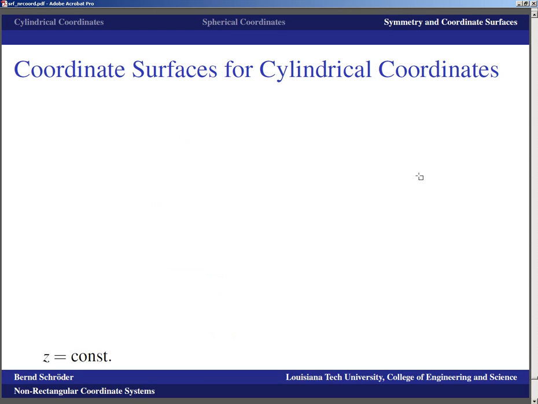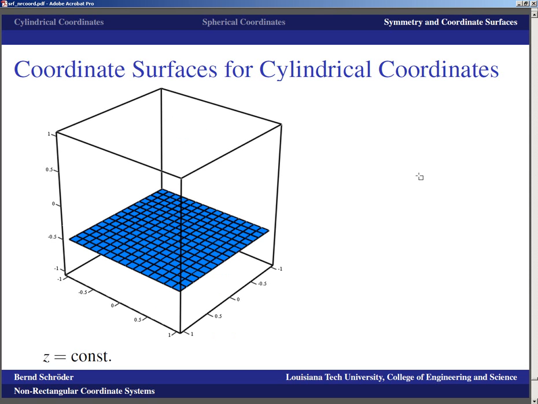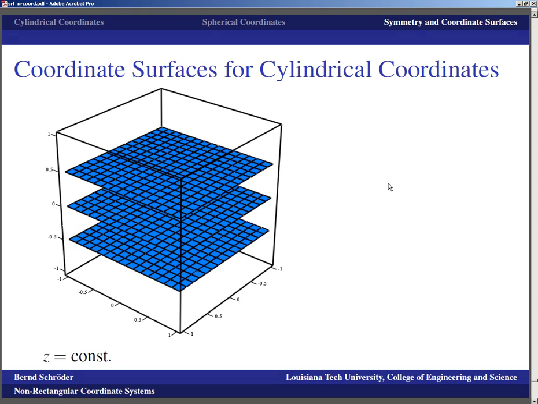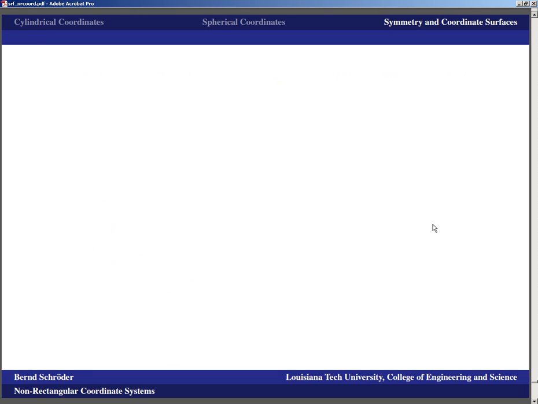And then, of course, coordinate surfaces for z equals constant. Those are easy because those are just horizontal planes, right? You hold z equals constant, you get a horizontal plane.